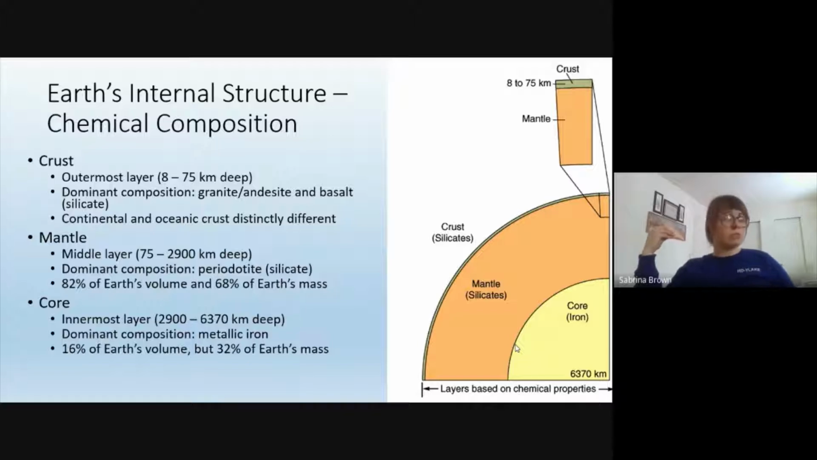So if we're going to divide the Earth into layers based on chemical composition, we classify the crust by all of our silicate composition ranging from felsic to mafic. Then our mantle is where we have dominance of our ultramafic silicates, and then the core is where we have dominance of metallic iron.